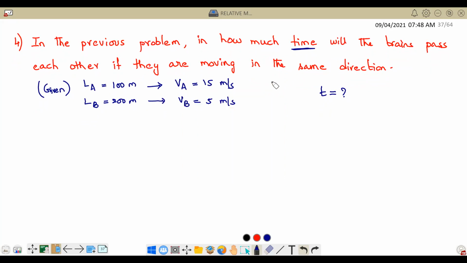In textbooks, they'll give direct formulas. We have only one equation, S is equal to ut. You just add the two trains' lengths, so 100 plus 200, 300. If they are moving opposite to each other, you add the speeds of both trains. If they're moving in the same direction, then subtract: 15 minus 5, 10. So the solution is very simple, one step.